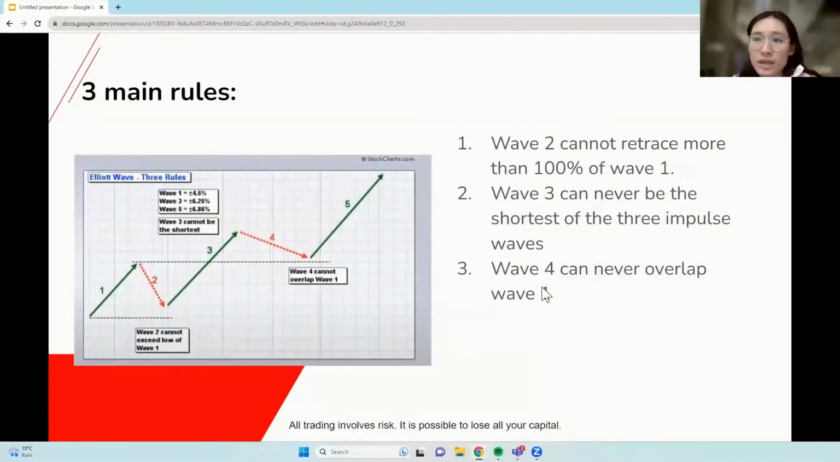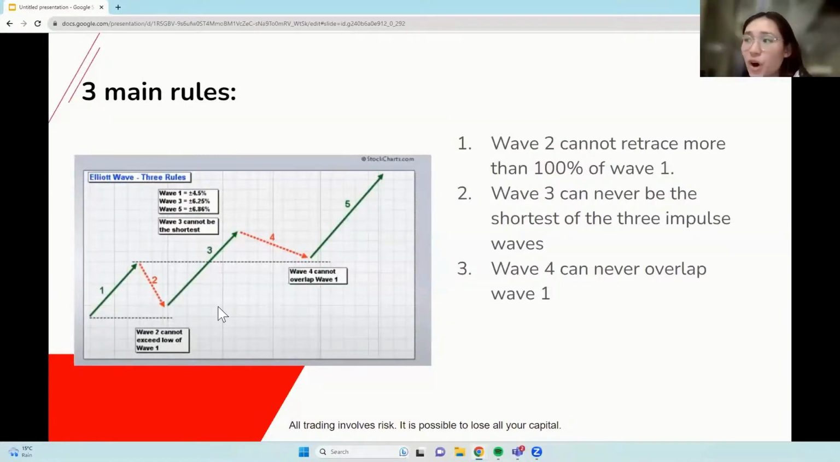So here are the 3 main rules, and these are really important rules that you should remember. You can ignore this wave 1, 3, 5 thing here, but 3 main rules that you cannot ignore. Firstly, wave 2 cannot retrace more than 100% of wave 1. Next main rule is wave 3 can never be the shortest of the 3 impulse waves. You can see from the image I've included here, wave 3 has to be longer than wave 1 and 2.